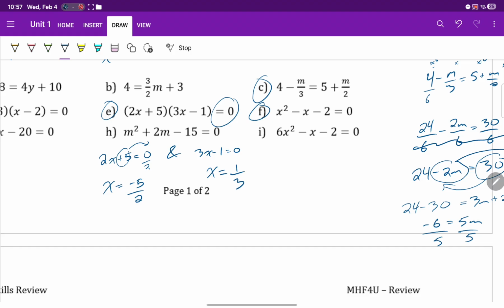Okay, in this one you get x equals 1 over 3 when you isolate for x. Okay, and for f you just need to factor.